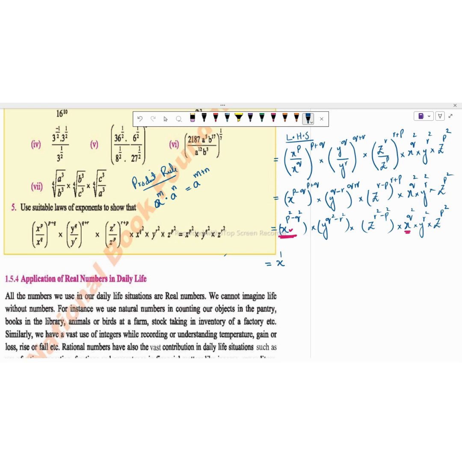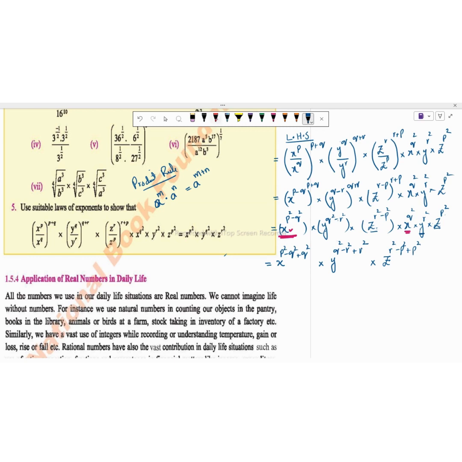So x^(p²-q²+q²). Then in the next step, y raised to power q² minus r², and this one y^(r²), so I will add these two terms: q² minus r² plus r². Then z and this one, these two terms are also multiplying with each other. So I will write down the base one time and add the exponent: r² minus p², and here the exponent is p².